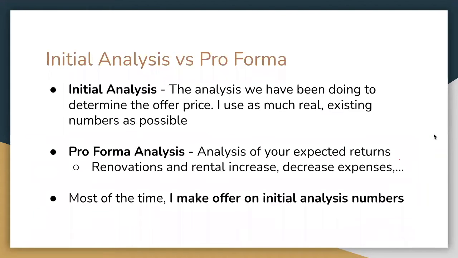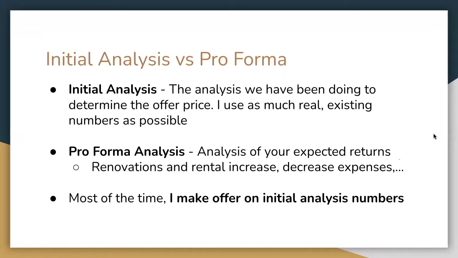So we've analyzed two properties, and I really want to go over something here. What we've basically done is an initial analysis. This is the analysis that we use to determine the offer price. I use as much real existing numbers as possible. If they tell me the rent is this, I use the rent that they tell me. If they tell me the expenses are this, I use the expenses they tell me. And then I use the 8% vacancy, 5% maintenance, and 5% capex.